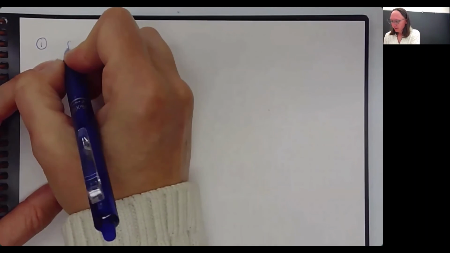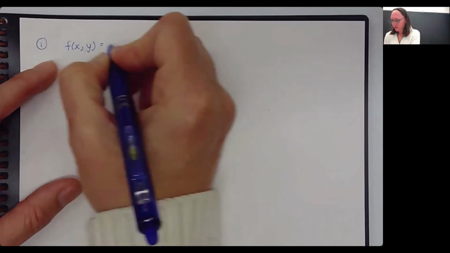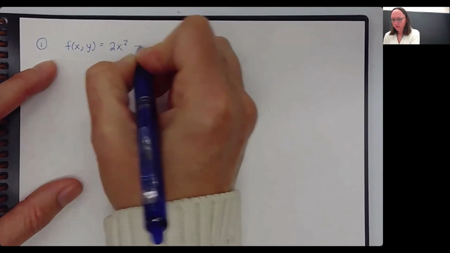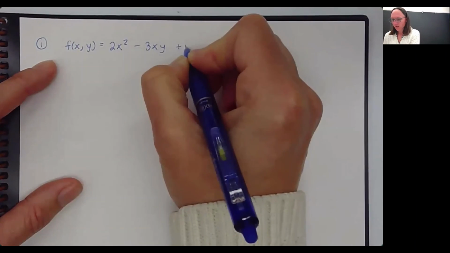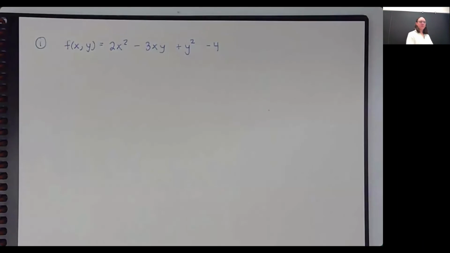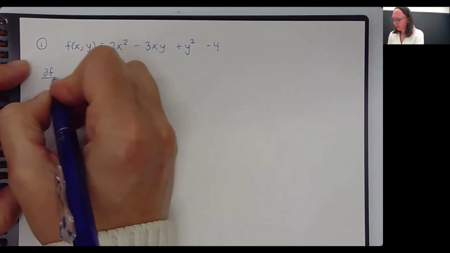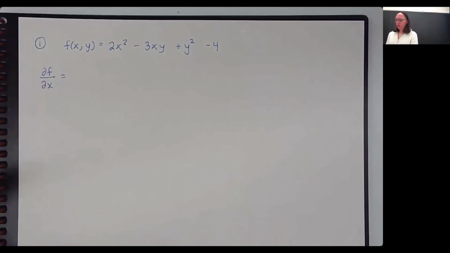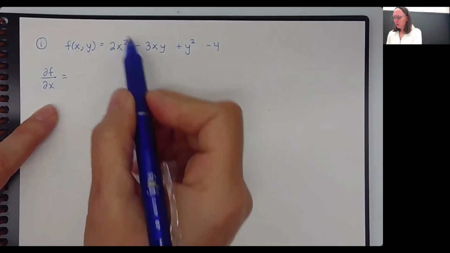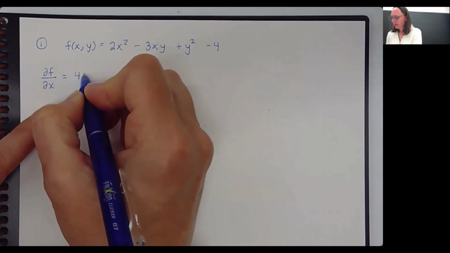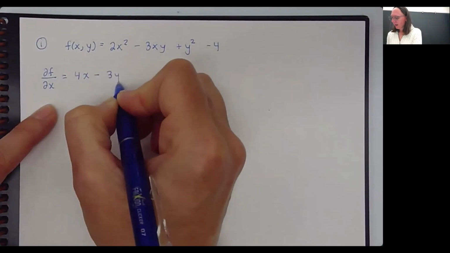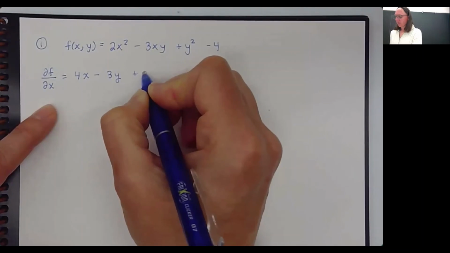So my first example on here, I'll try to keep things kind of simple. I've got f of x y is 2x squared minus 3xy plus y squared minus 4. If we take our first partial derivatives, I'll just do the partial of f with respect to x first. So if I do this one, I've got 4x minus 3y plus 0 minus 0.